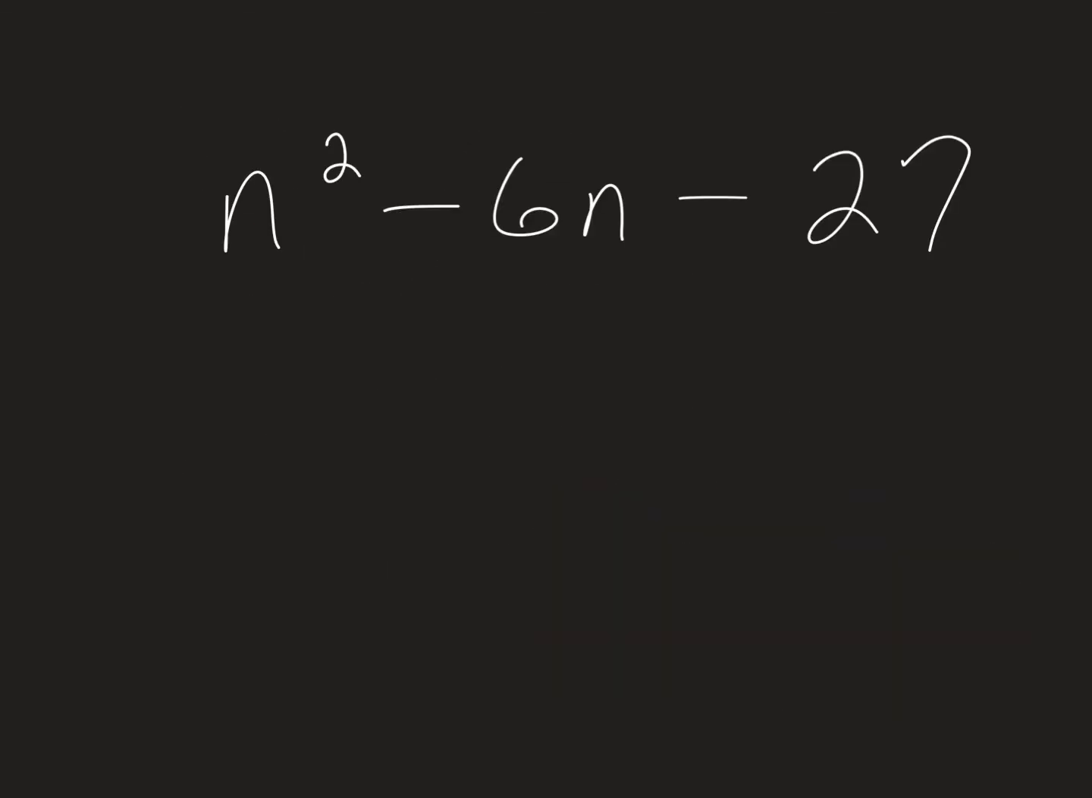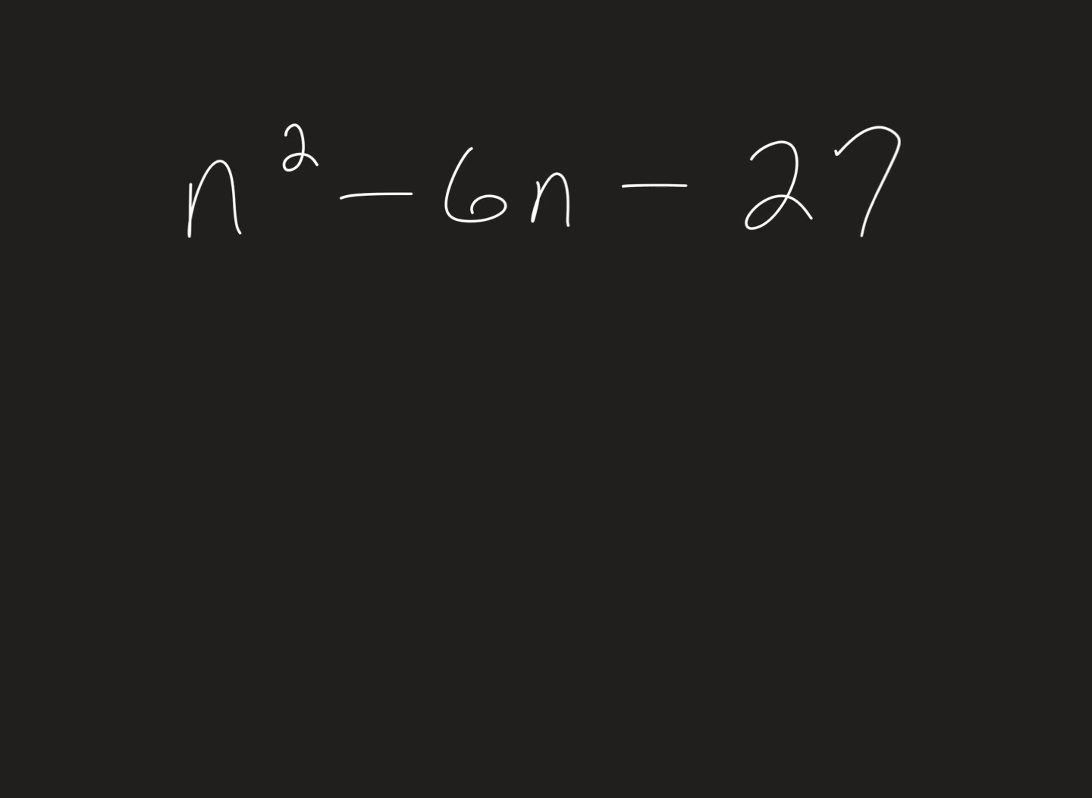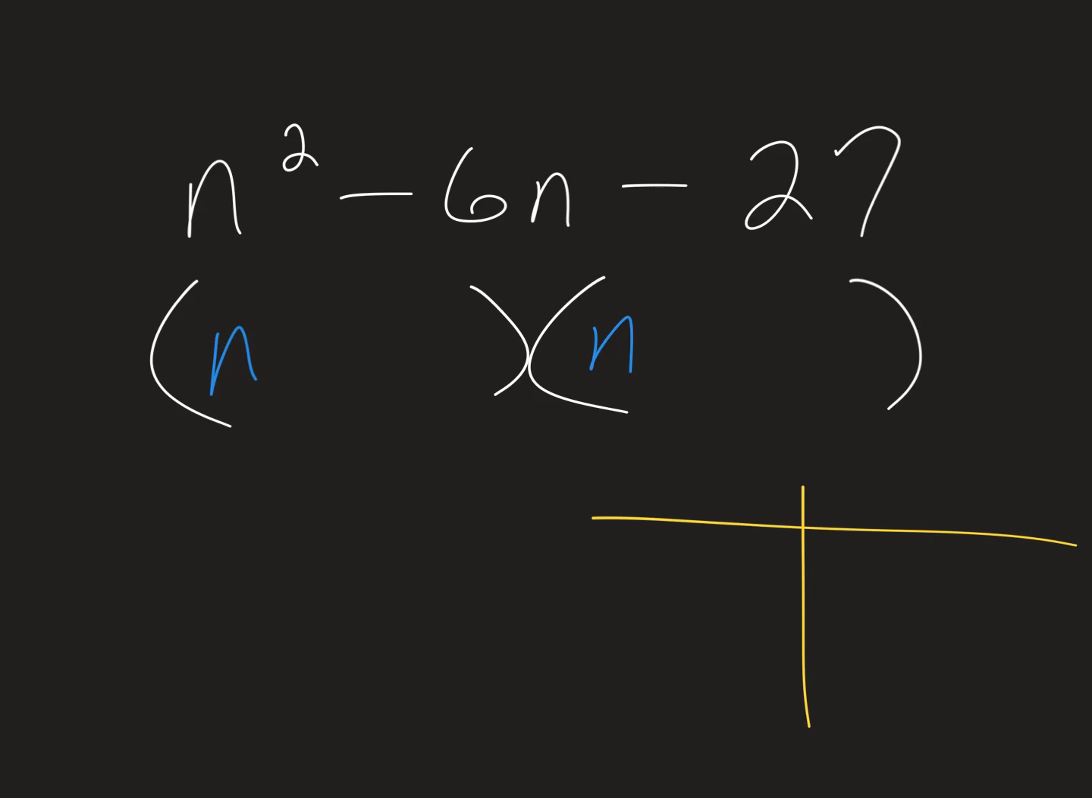All right, one more for you to try. I'm going to assume that you've paused the video, you've tried it yourself, and now you're ready to check yourself. So the first thing I'm going to do is start off with my binomials like I know I need to do. I'm going to factor that n to the second power and do an n times an n. And now I need to figure out what am I going to multiply to get negative 27, because that's c, that I'm going to add to get negative 6.